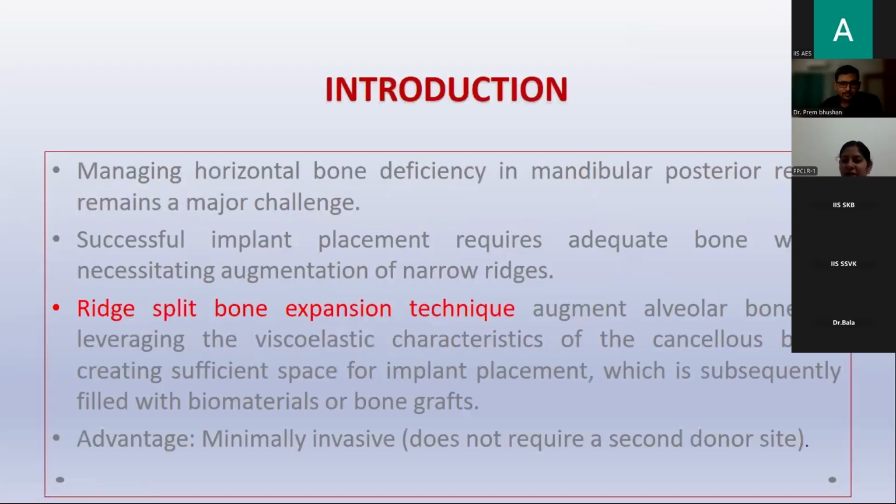Managing horizontal bone deficiency in the mandibular posterior region always remains a major challenge. Successful implant placement requires adequate bone width, necessitating augmentation of narrow ridges. The ridge split bone expansion technique is one such technique to augment the alveolar bone, which utilizes the viscoelastic characteristics of the cancellous bone, thereby creating sufficient space for simultaneous implant placement. This subsequently reduces the overall treatment time as well as the post-operative comorbidities.